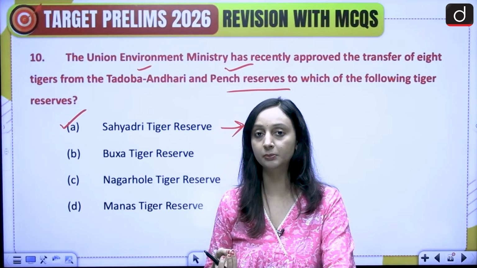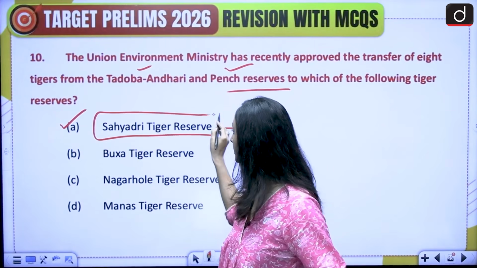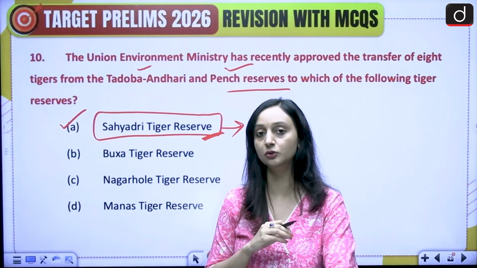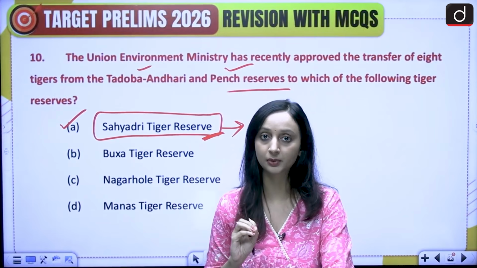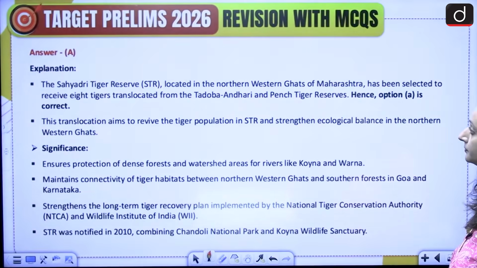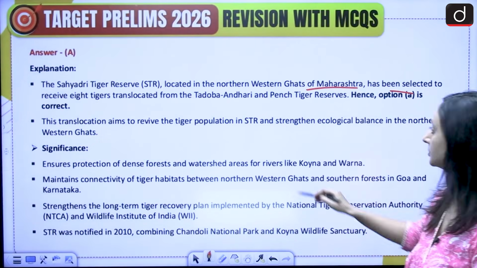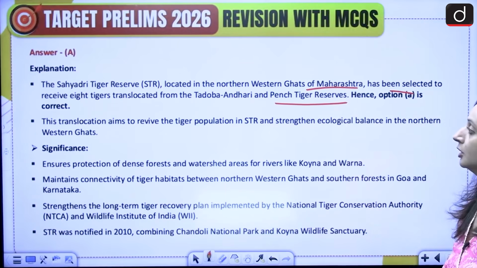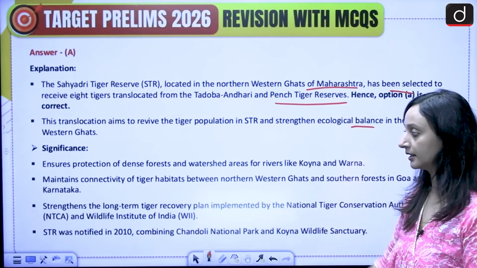So a lot of tigers are already present, and that's why we need to relocate them, and this is an ideal spot because it provides the ideal habitat for tigers, and right now a very limited number of tigers are present in this reserve. So it has been approved for the Sahyadri Tiger Reserve. It's located in the northern Western Ghats of Maharashtra, and it has been selected to receive 8 tigers translocated from Tadoba and Pench tiger reserves. So it is going to revive the tiger population in STR and strengthen ecological balance in the northern Western Ghats. Okay, and this is the significance.